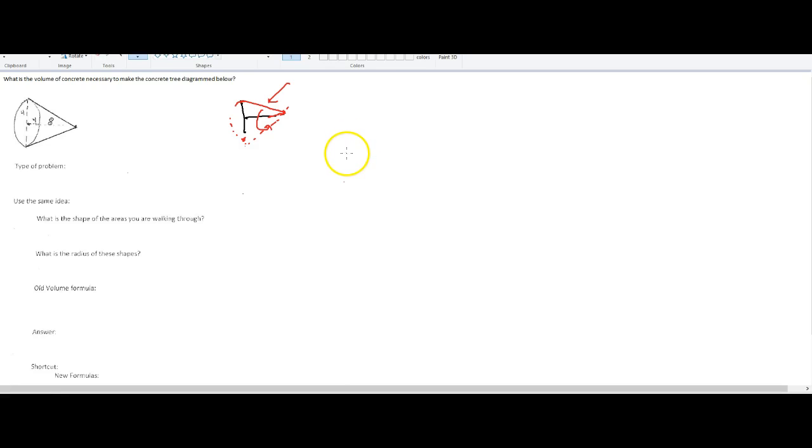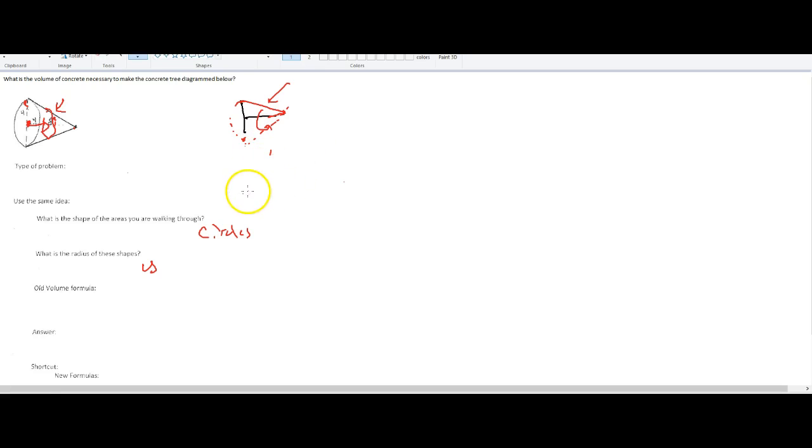Now, the good news is we've already done this sort of problem. We just did it in a totally different context. So what are the shapes I'm walking through? Well, if I'm starting at the origin and I'm walking this way, what's the shape? Circles, right? I know the area of a circle formula, so I'm walking through circles. What is the radius of these circles? It varies. So I'm going to say the radius of the circle is going to be y. Agreed? It's how high it is in the y direction. Everywhere it's just the height of this y function, of this line that I'm drawing.